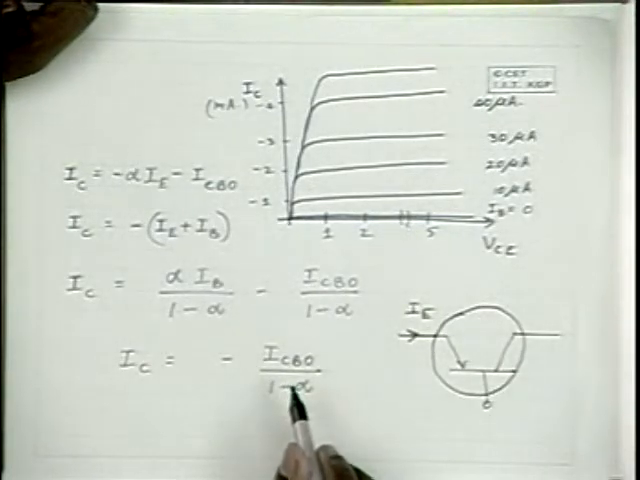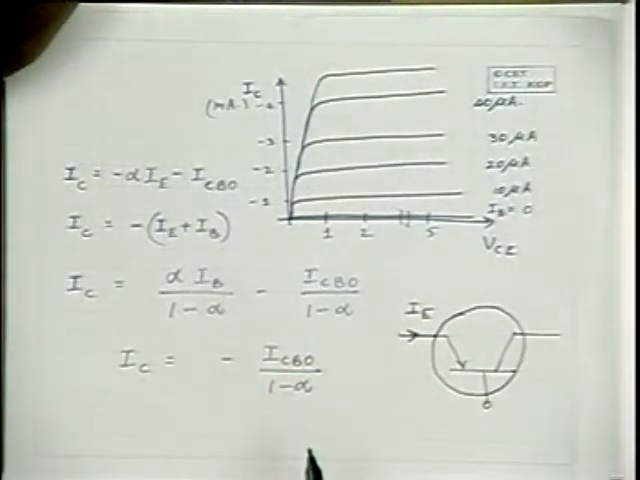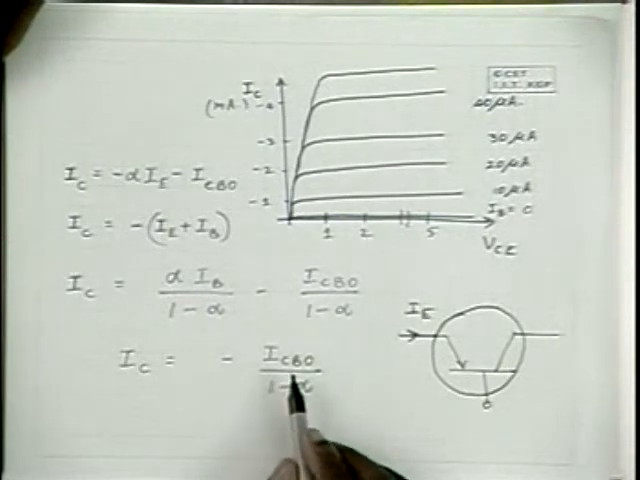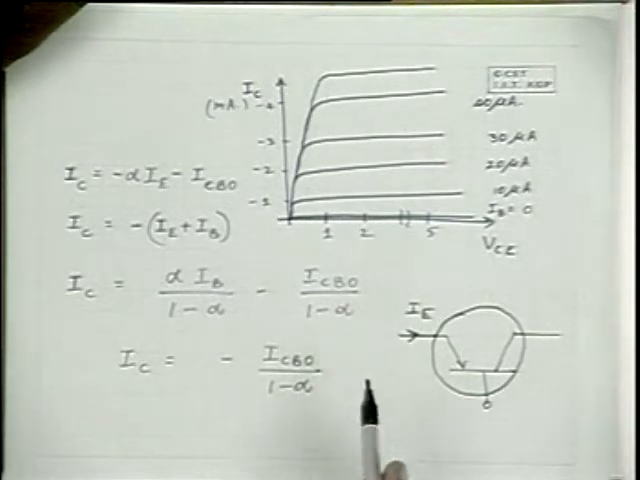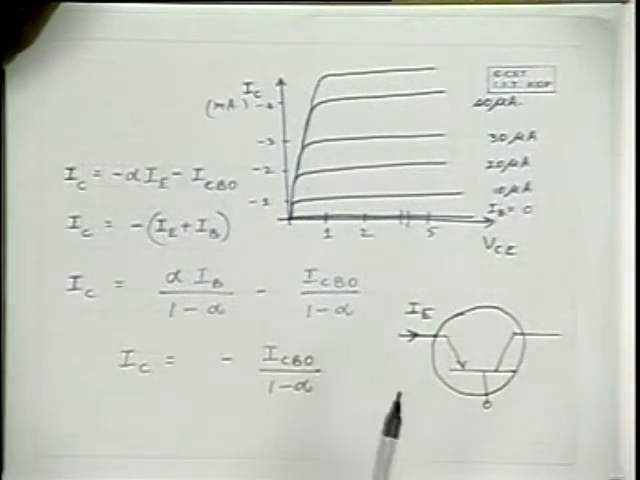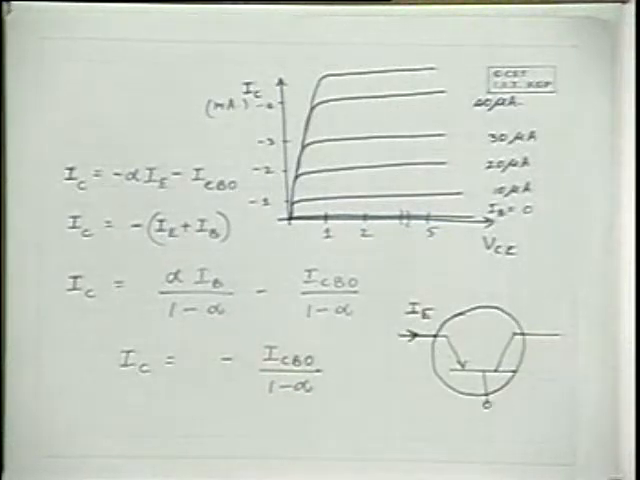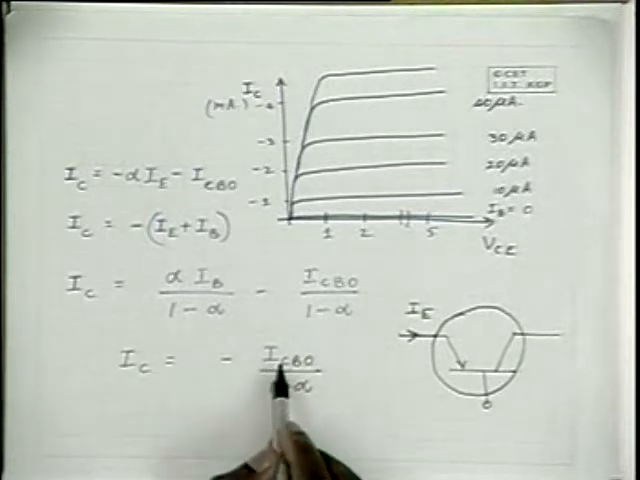ICBO is the PN junction reverse current, which is equal to IC naught of a diode, and which is of the order of a nanoampere in the case of a silicon transistor, and of the order of a microampere in the case of a germanium transistor, and alpha is of the order of 99%. If that is so, please note that IC is equal to 100 times ICBO.